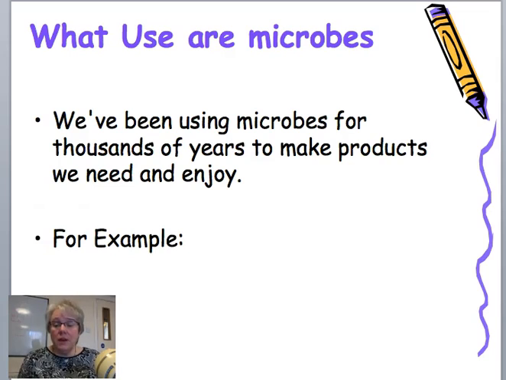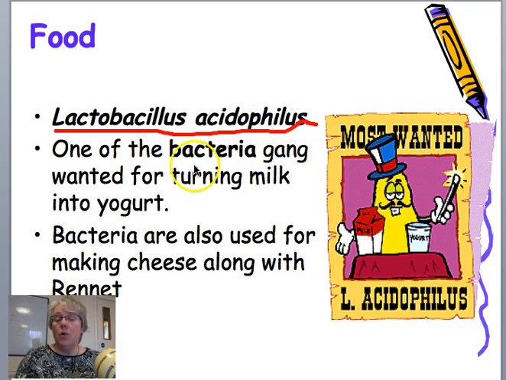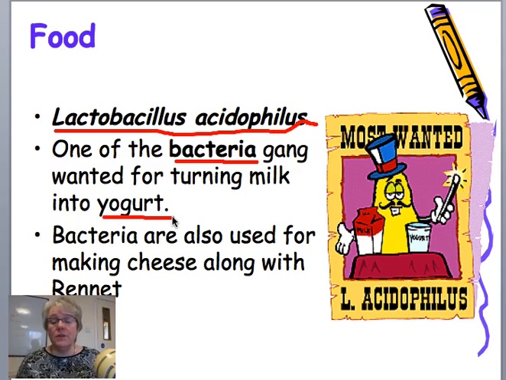Now, we've used microbes or microorganisms for thousands of years to make products which we need and also ones that we enjoy eating, for example. And the first example we're going to have a look at is making food. And using this character here, you don't need to know this very posh name called Lactobacillus acidophilus. What you do need to know is that we do use bacteria, for example, to make yogurt. And we'll talk a wee bit more about how the yogurt is made in a moment.